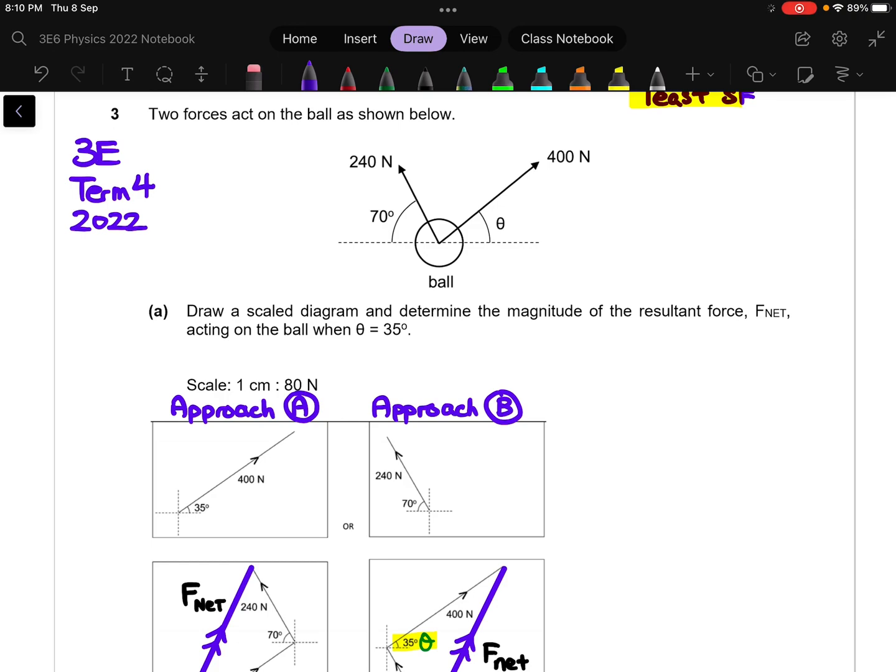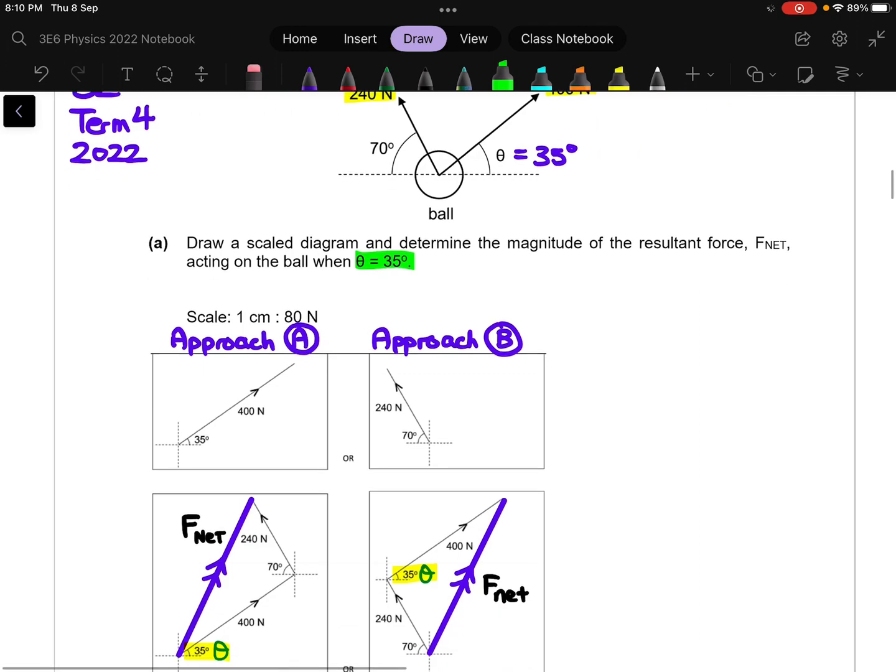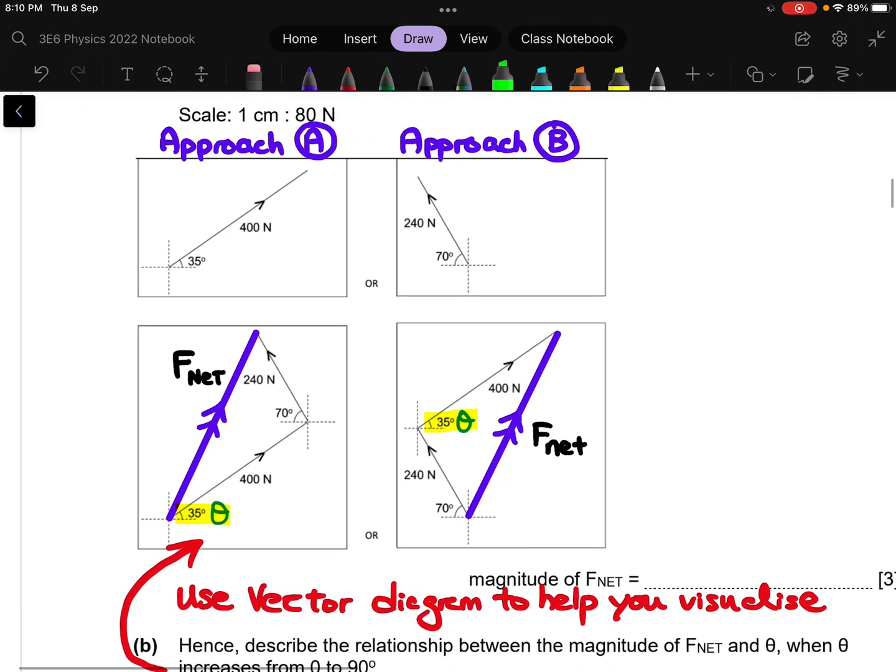Okay, in this video, I will go through the Set 3 Express Term 4 2022 paper. I will cover question 3 and 4 in this video. So for question 3, I'm checking whether you can use a vector diagram to find the sum of two vectors. In this case, the two vectors are 240 Newton and 400 Newton. And in the question, they tell you that theta is 35 degrees from the horizontal.